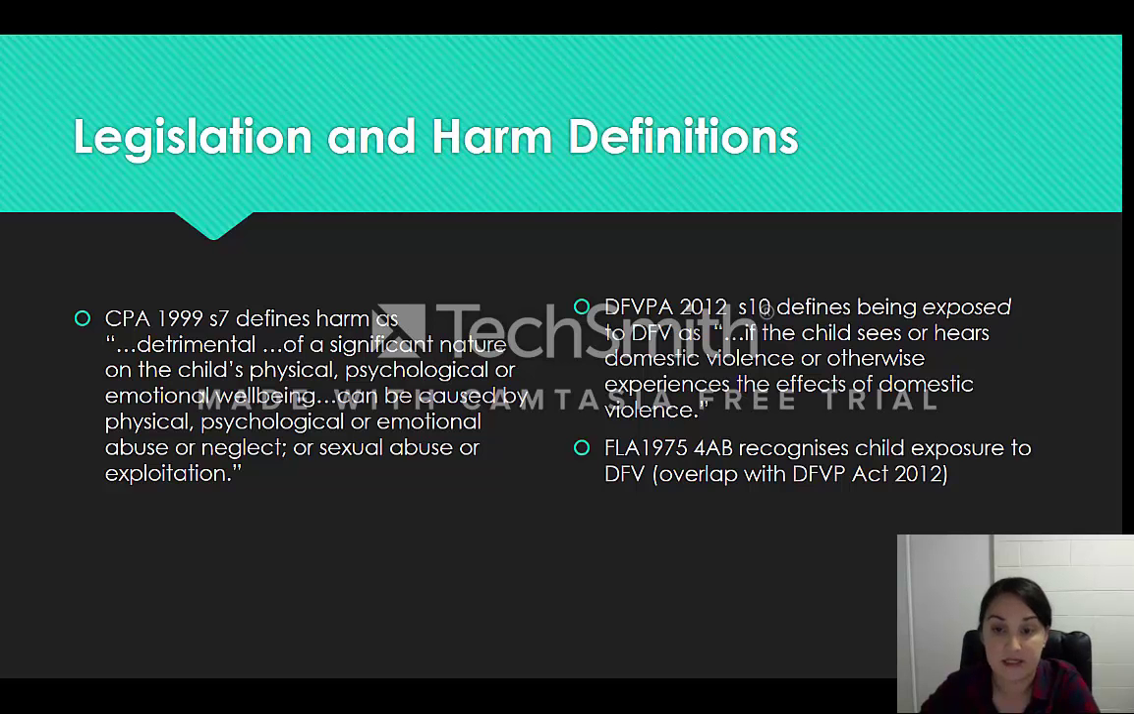However, the Domestic and Family Violence Protection Act 2012, Section 10 clearly defines child exposure to domestic violence as the child seeing or hearing domestic violence or experiencing the effects of domestic violence. Child harm is also stated in Preamble 9 of the Act, which states that children who are exposed to domestic violence can experience serious physical, psychological and emotional harm. The Family Law Act of 1975, 4AB, also recognises child exposure to domestic and family violence, with the definition overlapping with the definition provided in the Domestic and Family Violence Protection Act. As we can see, there is a gap in current legislation in terms of the recognition of child victims of domestic violence.